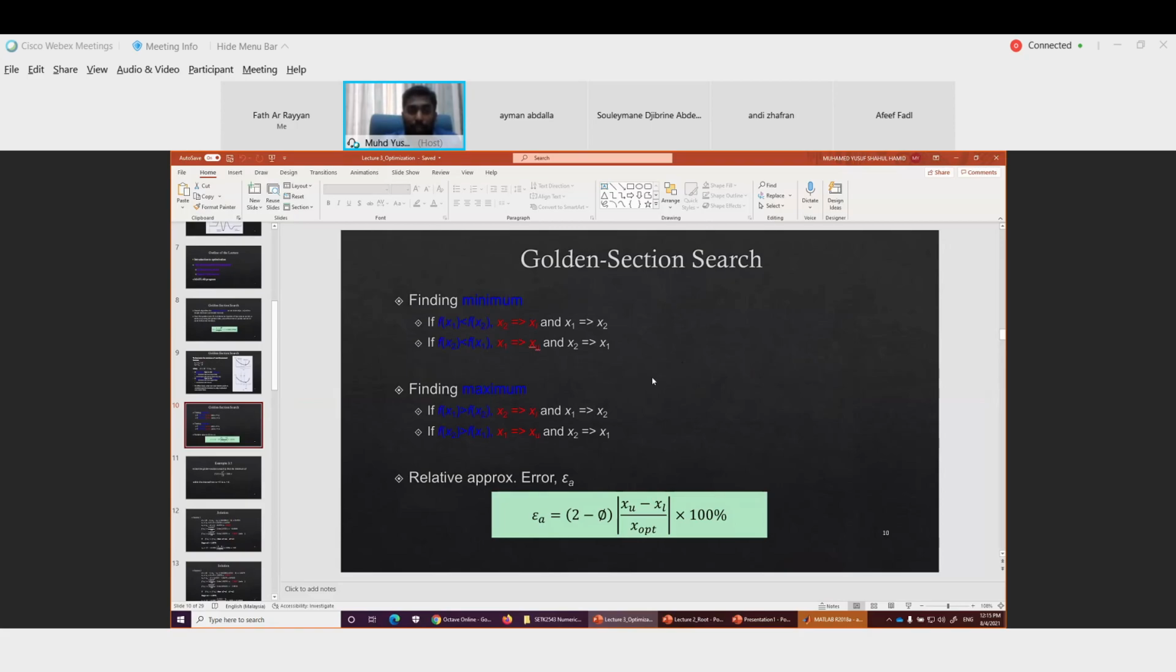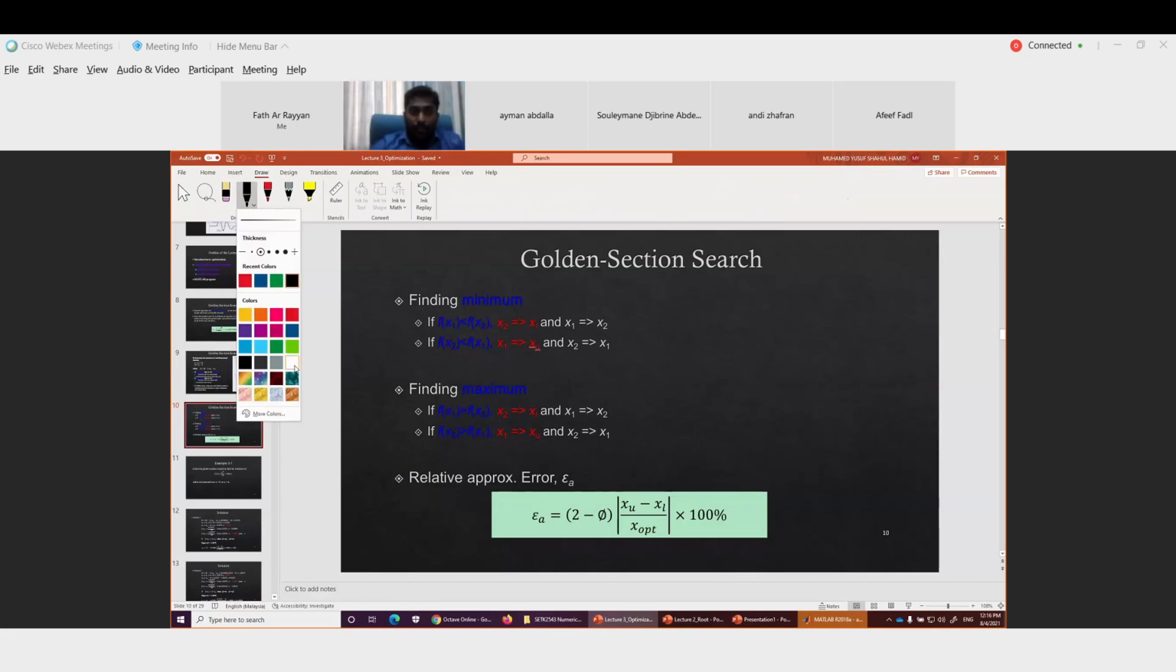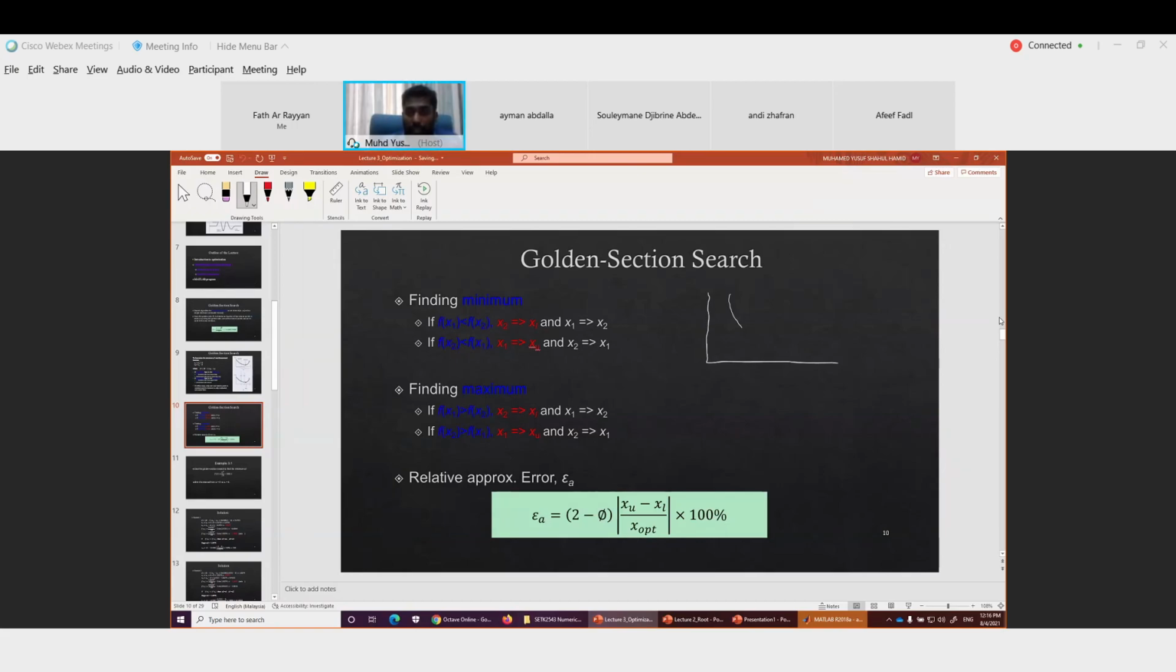Because that one is for finding the minimum, and if you want to find the maximum, it's going to be the other way around. It's basically the same thing, just the other way around. Now, for a minimum, you know that it's going to be like this. For a maximum, it is going to be something like this. Let's say I'm not talking about XU and XL, I'm just talking about X1 and X2. After you calculate, you get X1 and X2 here. So this one is your f(x1), and this one is going to be your f(x2).